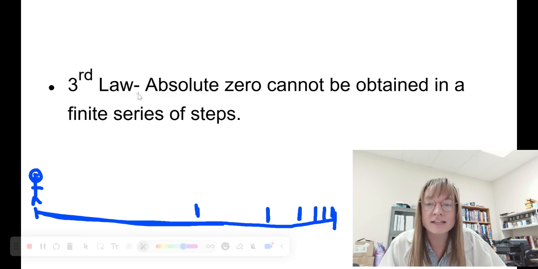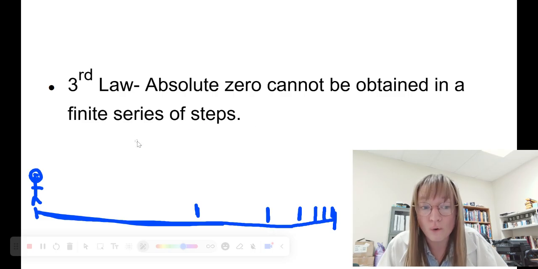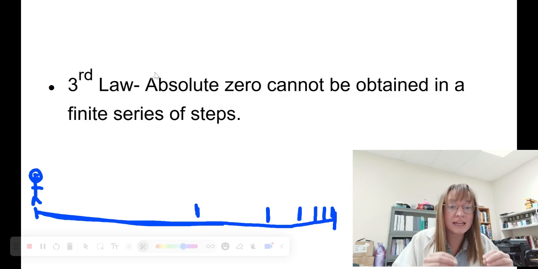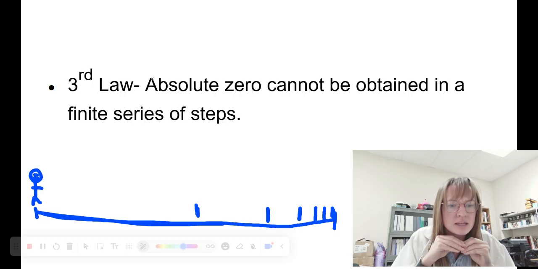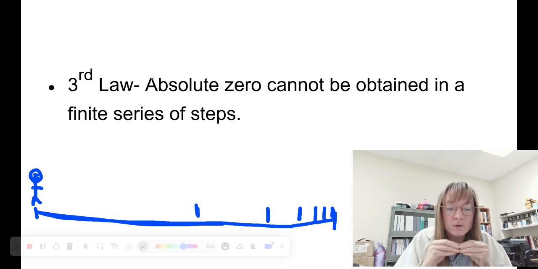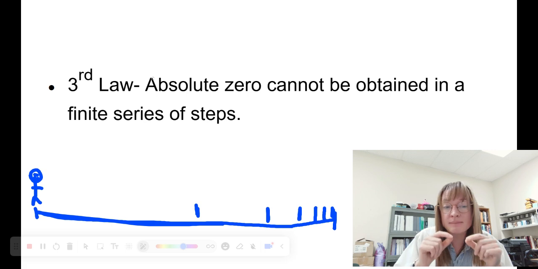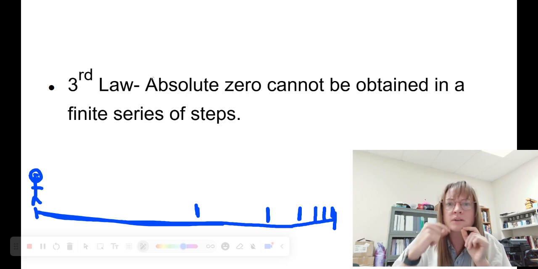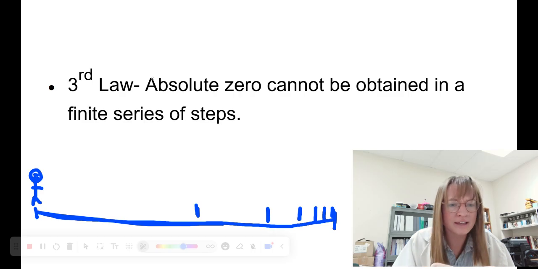That's what the third law is like. It says absolute zero cannot be obtained in a finite series of steps. Here's why. If you have something that is very, very cold, and you need to make that cold thing even colder, well, that's hard to do, to take out that energy. But if I take that cold thing and make it even colder, and now I need to make that colder thing even colder, well, that's even harder than it was before. Because now it's a colder thing that I have to make colder.